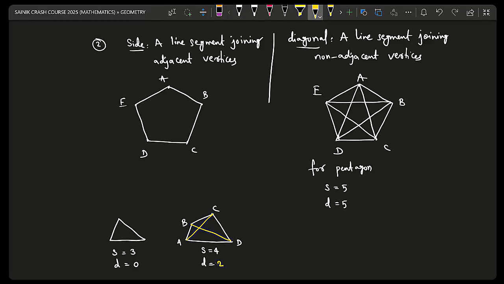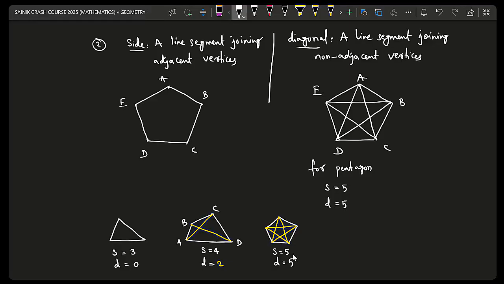Very good. Sir, we can find the hexagon's diagonals. Yeah, everything we can find. We are going one by one. Next, we'll take a pentagon. Pentagon we have already completed. Let me write it here for continuing this pattern. A pentagon has 5 sides, and let me draw the diagonals: 1, 2, 3, 4, and 5. So the number of sides is 5 and the number of diagonals is also 5.